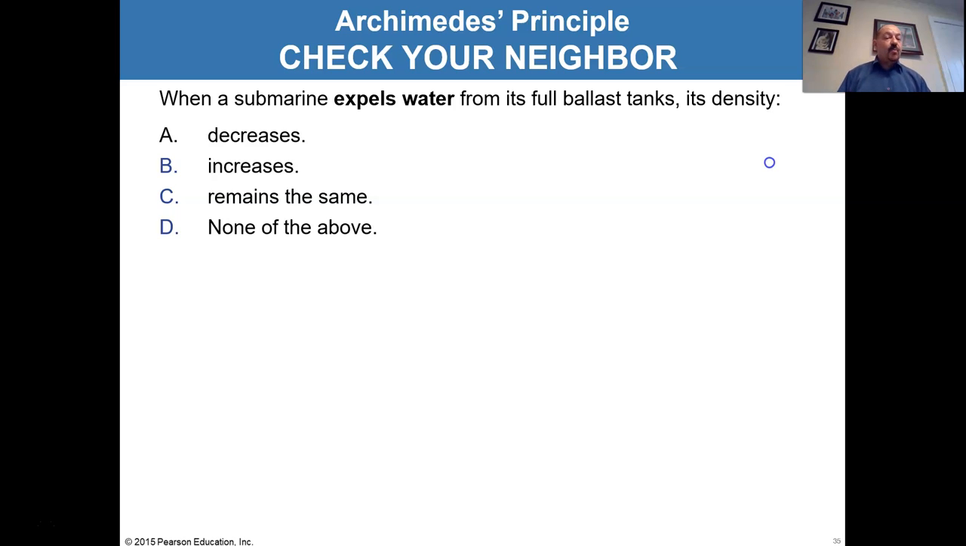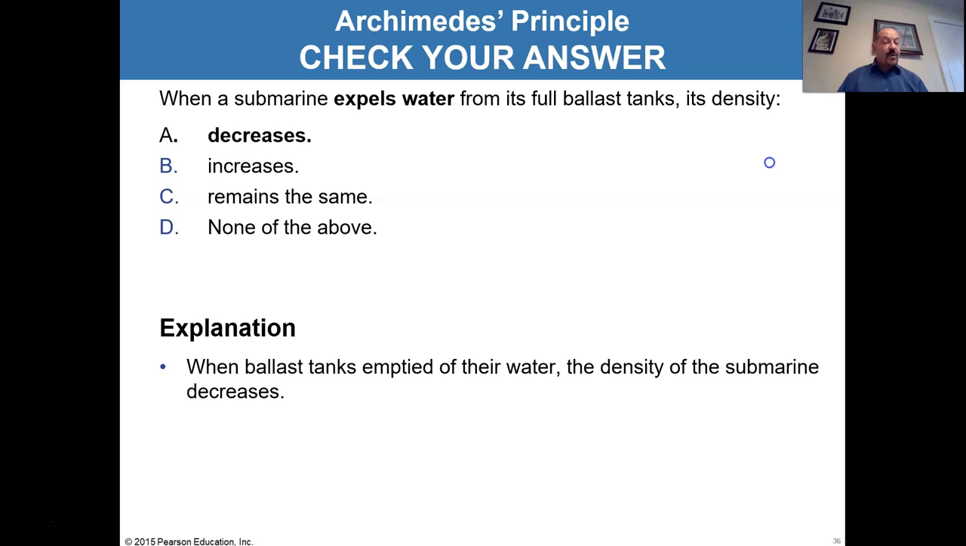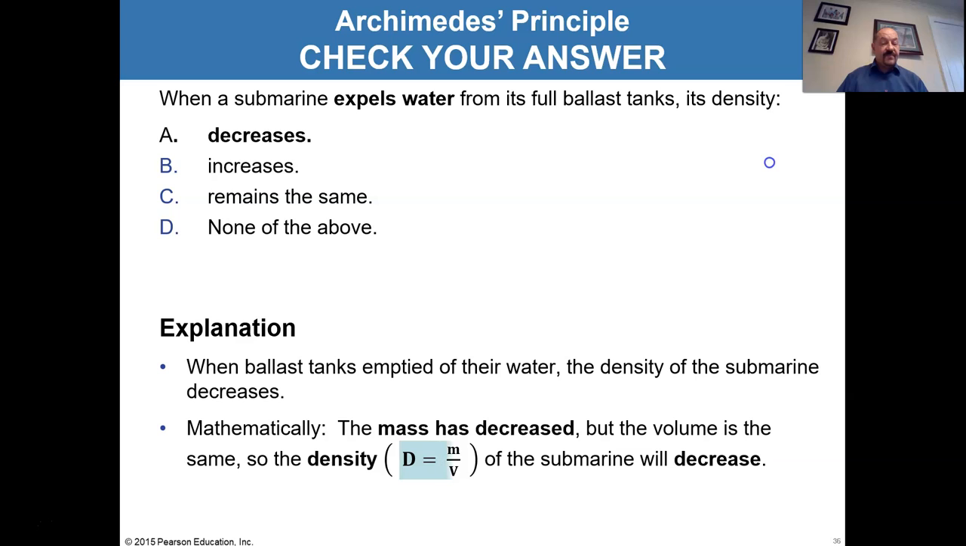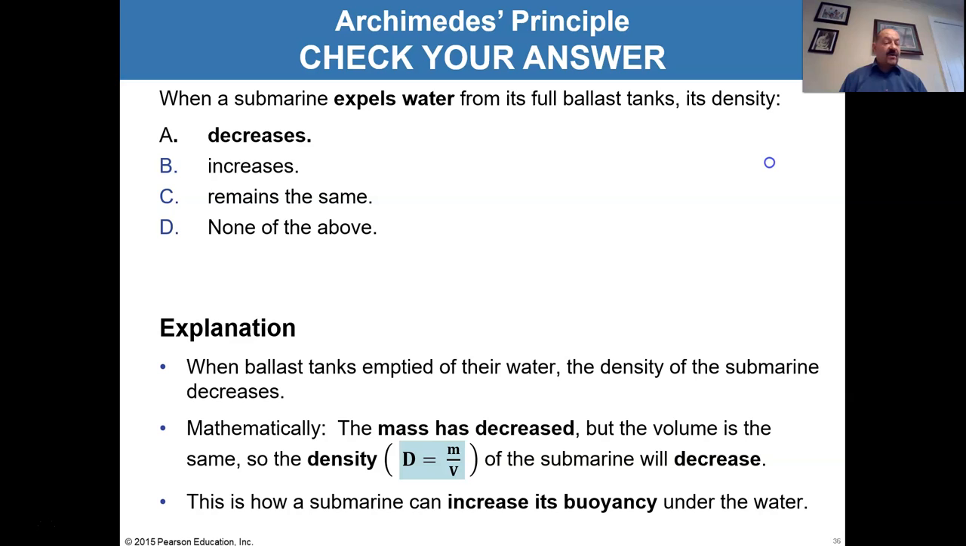When the submarine expels water from its full ballast tanks, its density: decreases, increases, remains the same, none of the above? Well, it's getting rid of the water, it's getting rid of the weight, its volume is staying exactly the same. The submarine's not changing volume, but it's losing mass. Lower mass, lower density, decreased density. Mass and density are proportional. Volume and density are inversely proportional. So again, the same thing, M is down, D is down. And this is how a submarine can increase its buoyancy in the water.